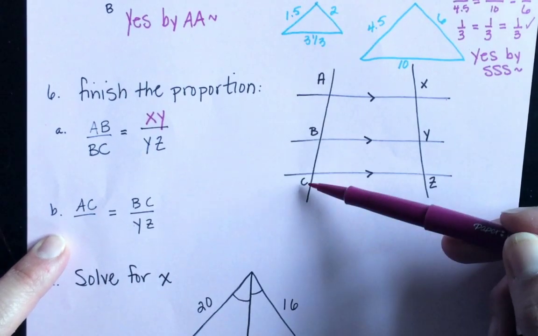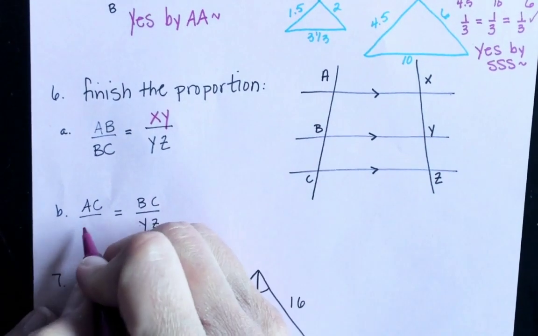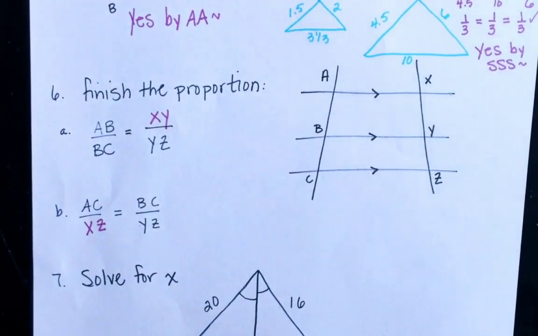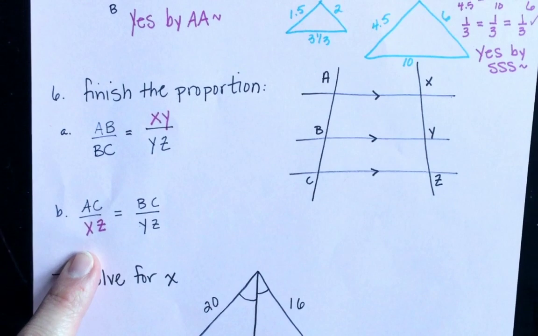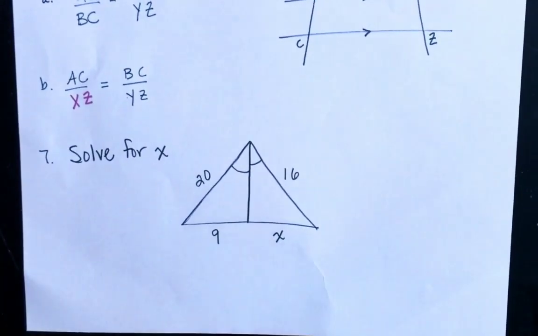So we went side to side. And you are correct. Nice job, Caitlin. We do have XZ. That's all. I'm not asking us to use it. I'm not asking us to do anything. I am just asking us to fill in the blanks.